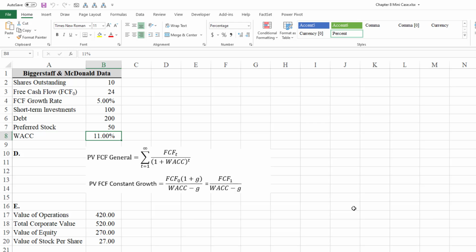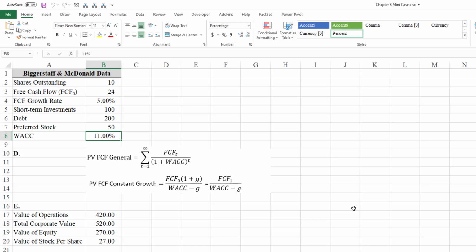So let's start off with question E, and it says, use B&M's data and the free cash flow valuation model to answer the following questions. Now, remember that Biggerstaff and McDonald is a constant growth firm, right? They're growing at 5% per year, and we know that their initial period zero free cash flow is $24 million. So the question is, what is the value of operations? To find out, we're going to take our 24 million times 1.05. That gives us free cash flow in the next period. And then we're going to divide by the weighted average cost of capital minus the growth rate, so divide by 11% minus 5%. That gives us 420 million as the value of operations.